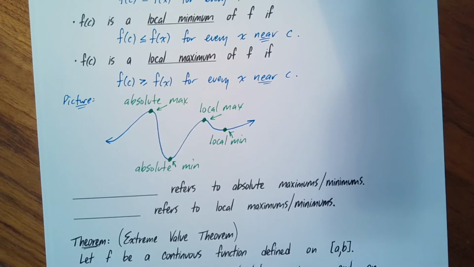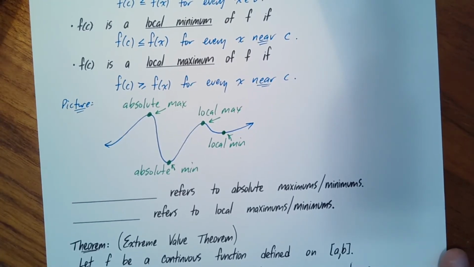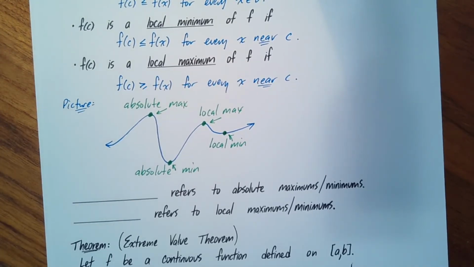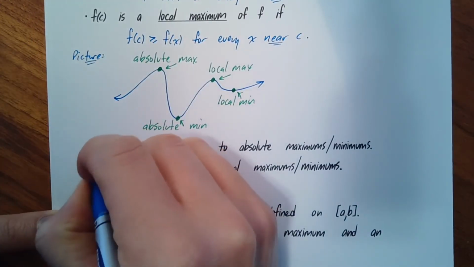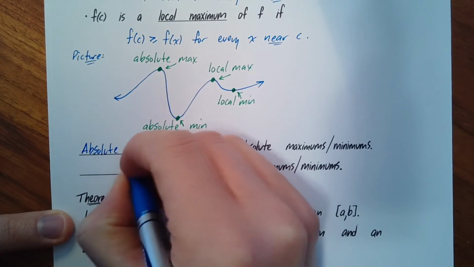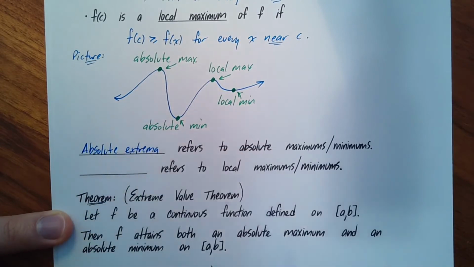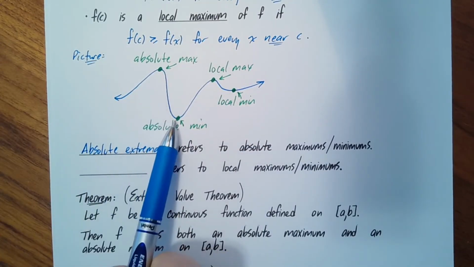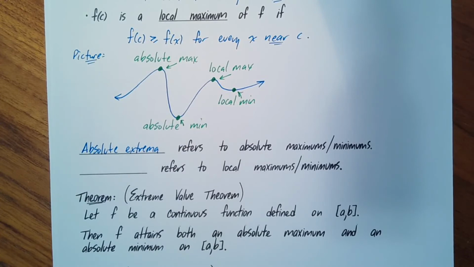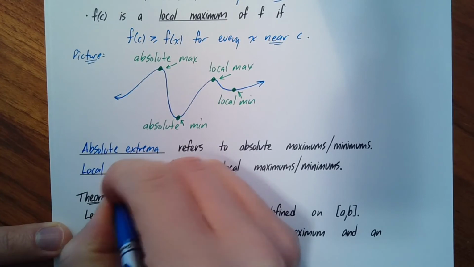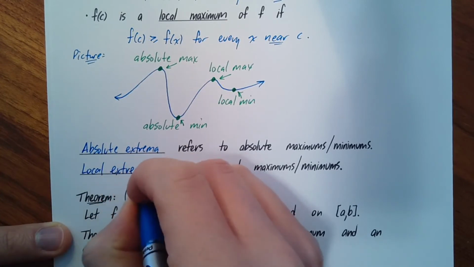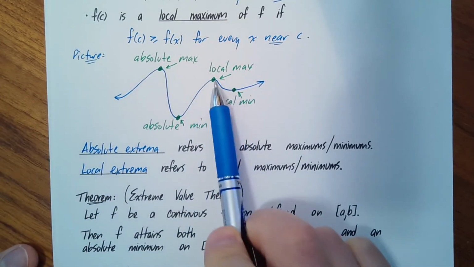Okay, so some terminology. When you're referring to absolute maximums and minimums, you'll just use the phrase absolute extrema quite often. So absolute extrema just refers to things like the absolute max and the absolute min. But then local extrema just refers to local maxes and local mins. So you're talking about things like this.